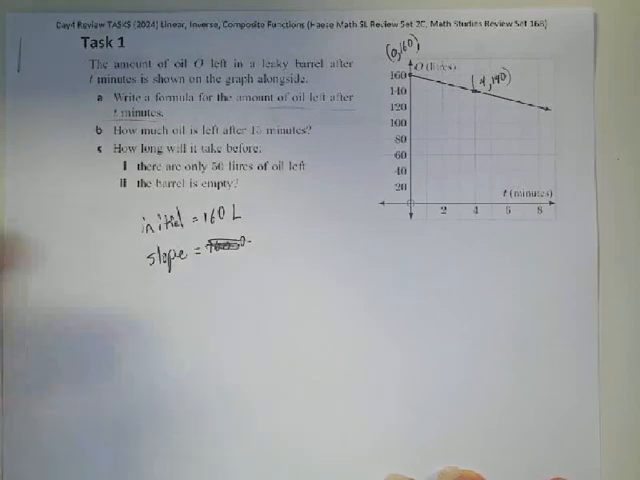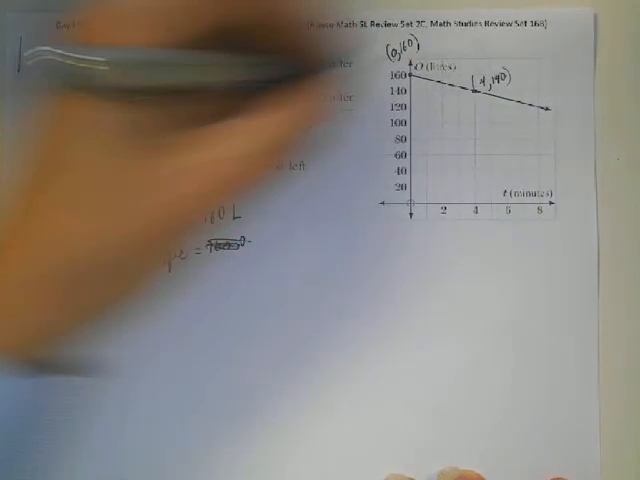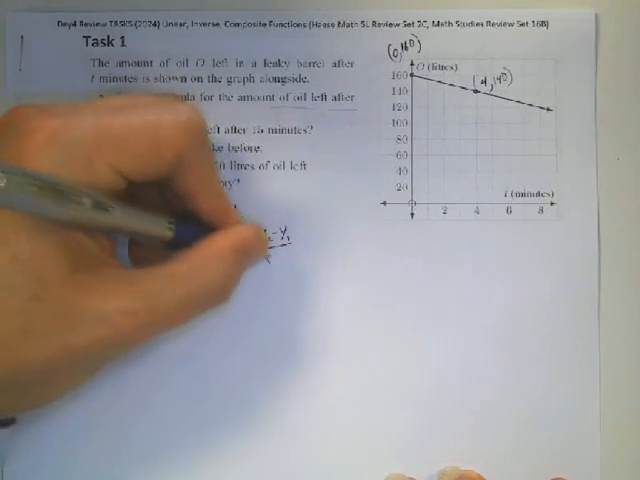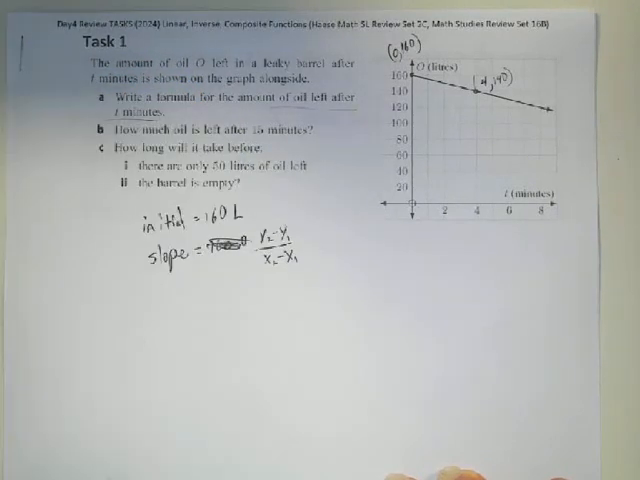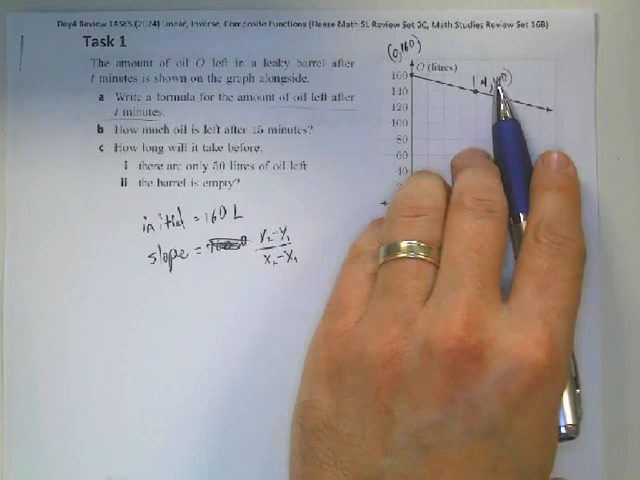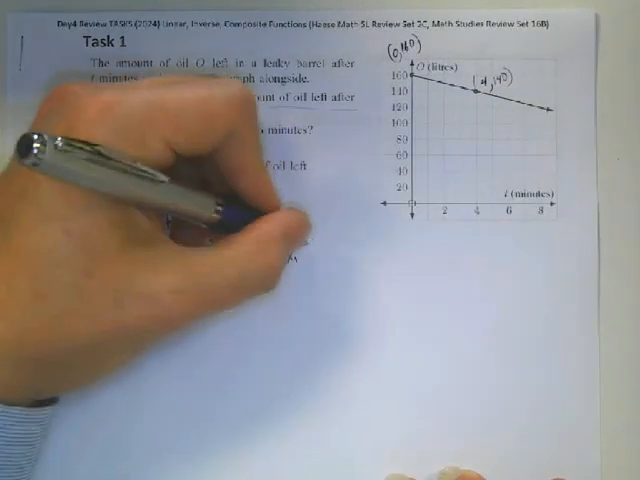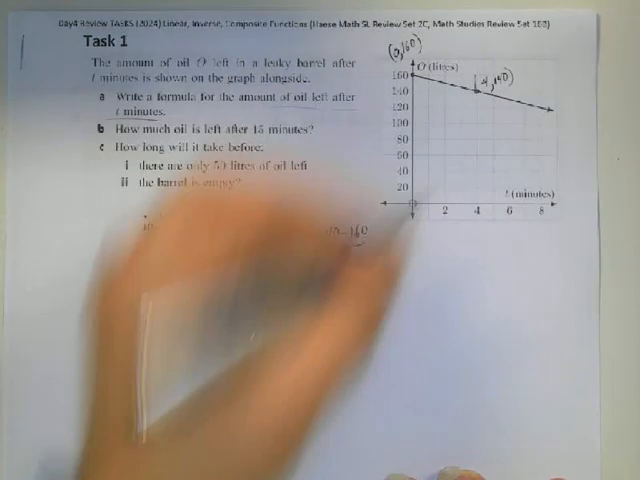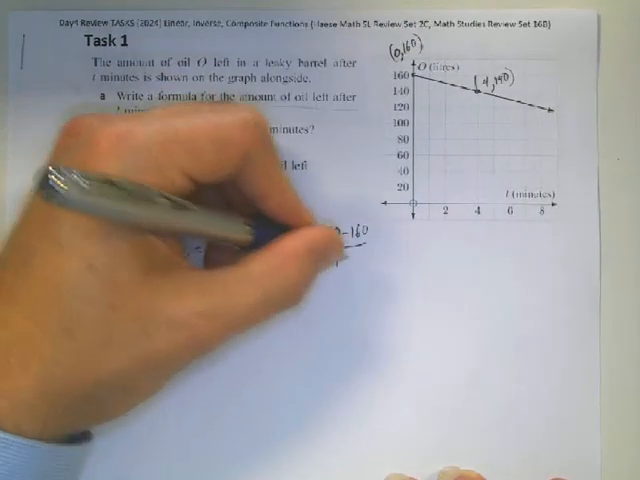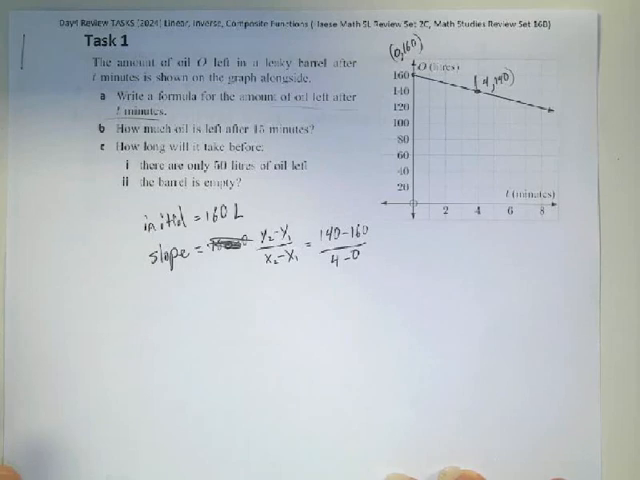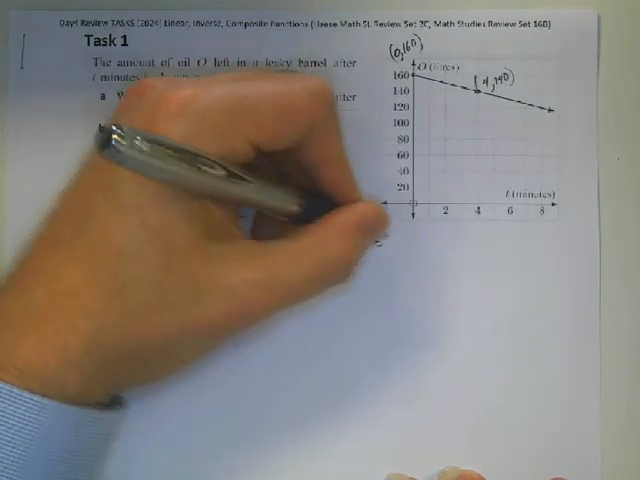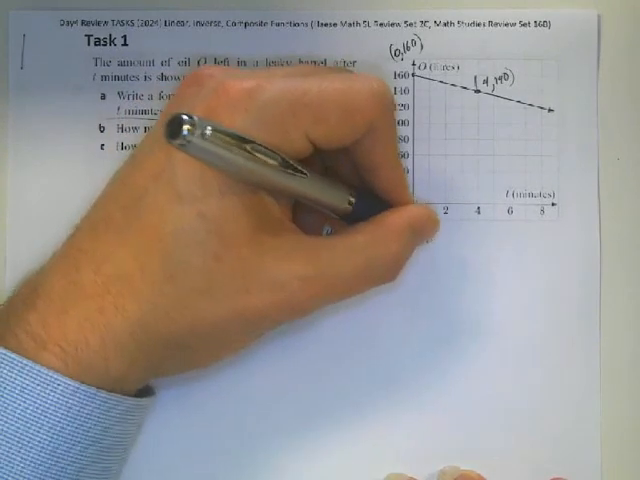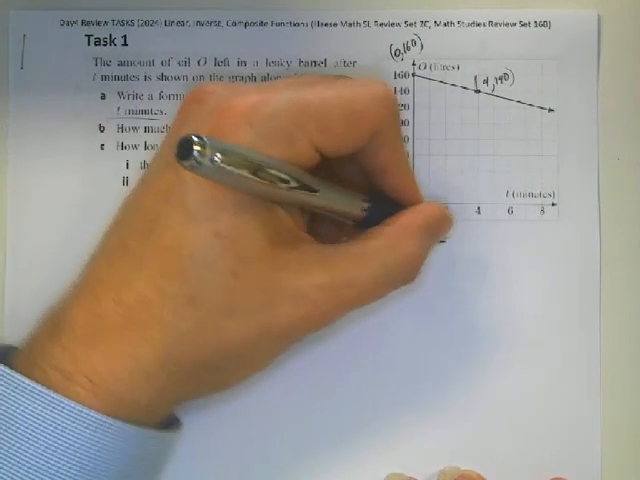So slope is equal to y2 minus y1 over x2 minus x1. So 140 minus 160 divided by 4 minus 0, which gives me negative 20 over 4, which gives me negative 5.